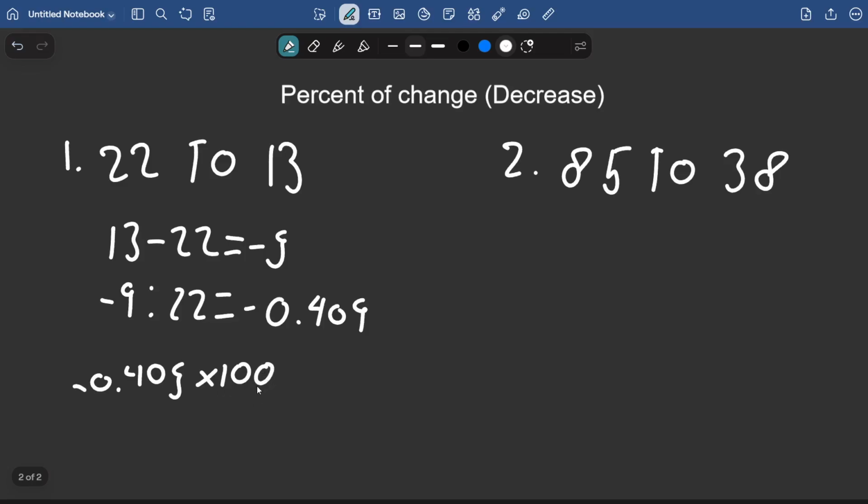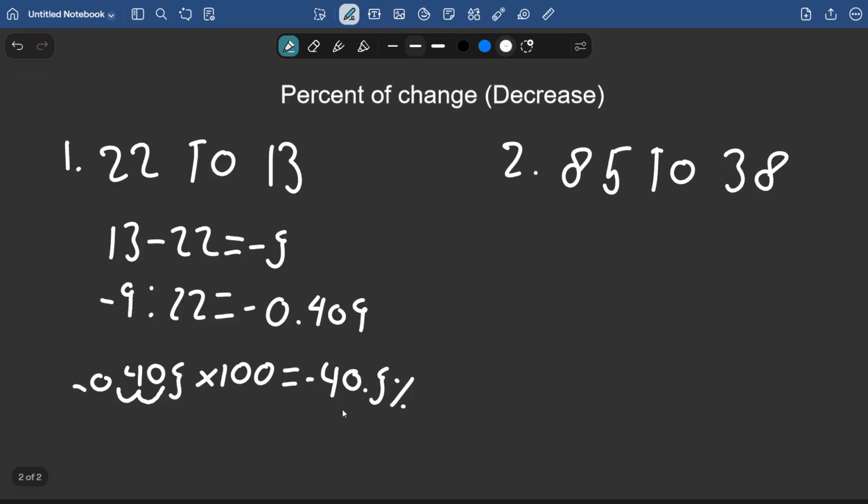I have a simple trick for this. If you times something by 100, you can take the decimal and just move it over 2 times. 1, 2, so in between the 0 and the 9. So the answer will be minus 40.9%.